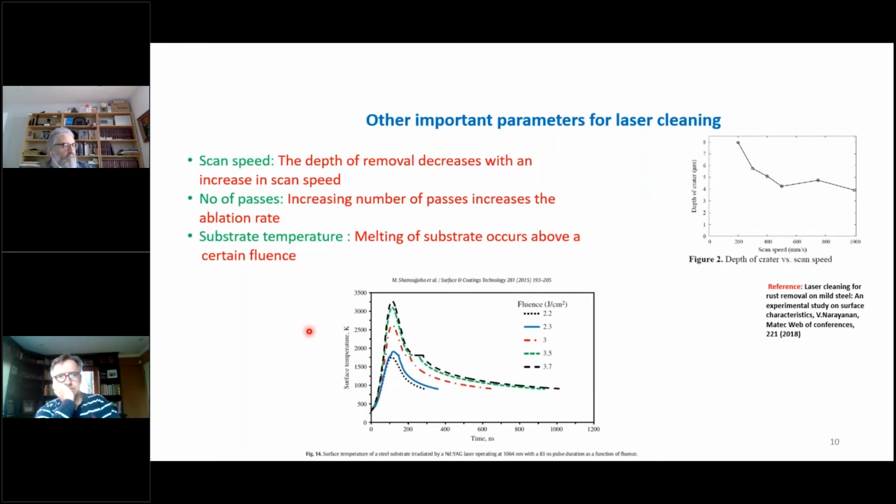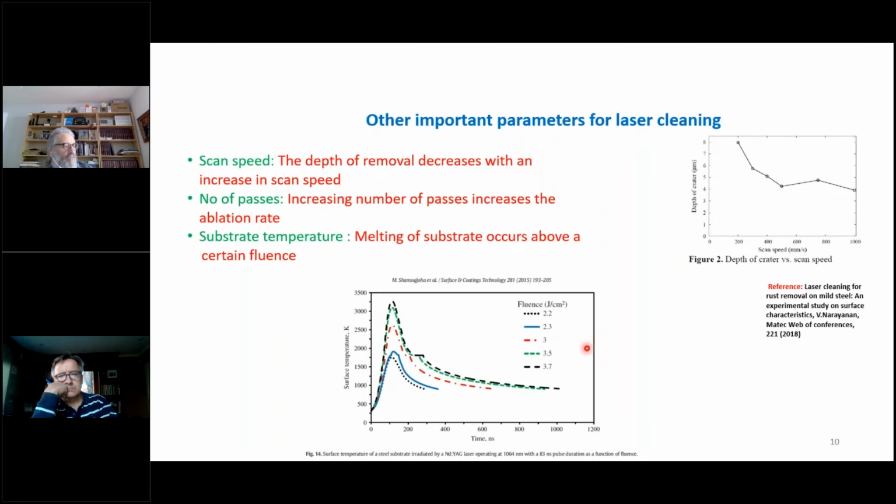And here is also the effect of temperature. This is from a paper by Shamsu Joha regarding paint on stainless steel surfaces. And what is interesting is you see that once the fluence is below 3 joules per centimeter squared, the temperatures stay below the melting point of steel. So the melting point of steel is about 1500 C, which is nearly 1800 Kelvin. The scale is in Kelvin. So it stays below that.